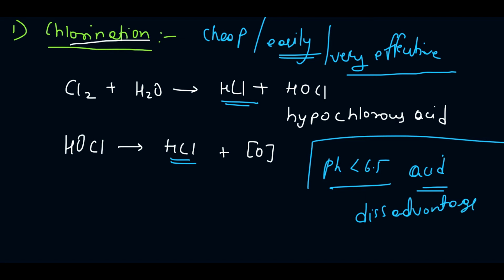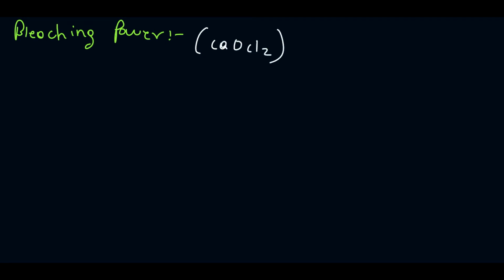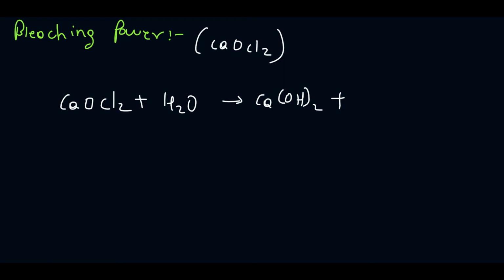This is the disadvantage. Okay. So our next technique is bleaching powder, the addition of bleaching powder in water. The bleaching powder formula is CaOCl2, which is added in water. CaOCl2 plus H2O gives us Ca(OH)2 plus Cl2. Okay, this is the reaction of the bleaching powder with the water.